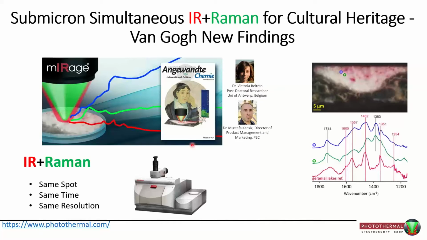So today's webinar is entitled Submicron Simultaneous IR and Raman for Cultural Heritage. And we, in fact, Victoria, will be going through some new findings in a Van Gogh painting analysis that she conducted. But first, a couple of housekeeping.